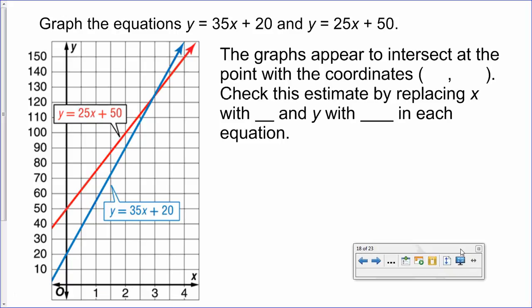So now, can you give me a week? Okay, the graphs appear to intersect at the point with the coordinates what? 3, 125. About right here, so if I follow that down, 3 is my x, 125 is my y. Goes right there, and then all the way down. Okay, so check this estimate by replacing x with 3 and y with 125 in each equation. We don't need to do that.